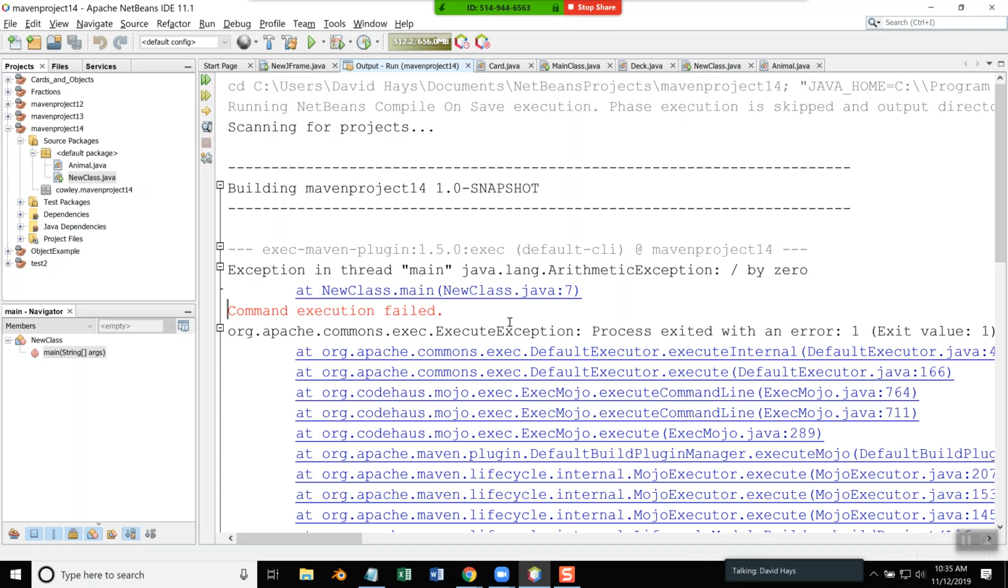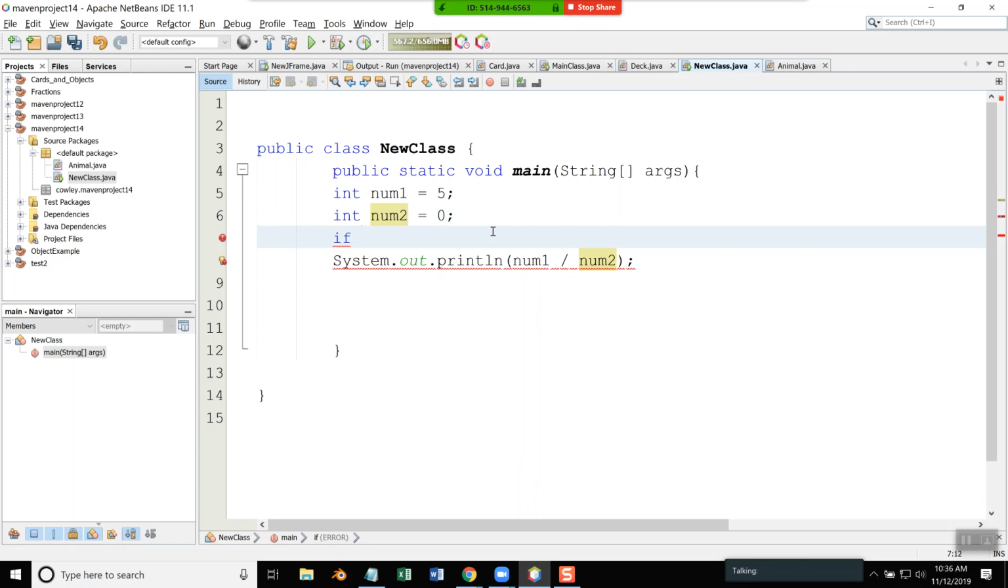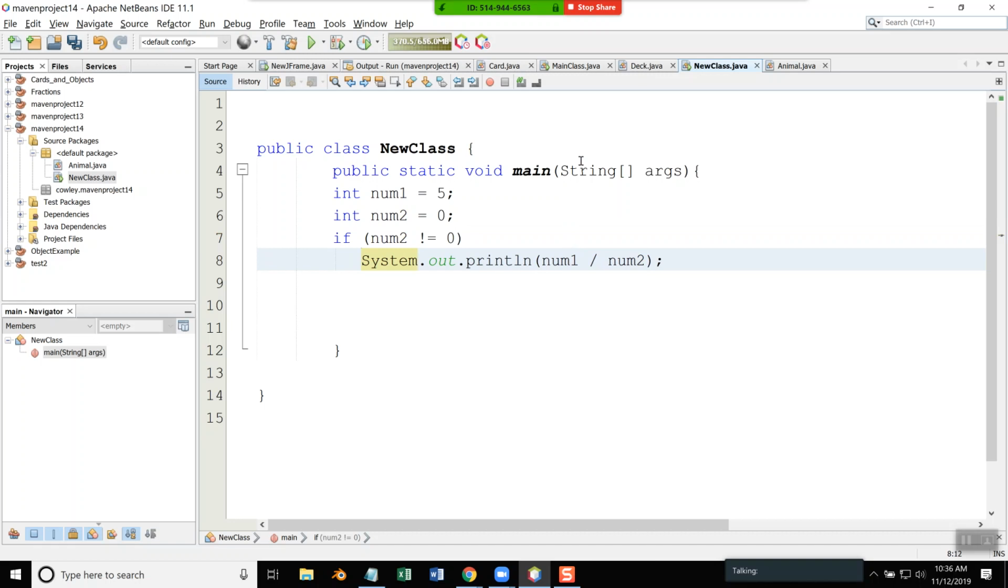Okay, got an error. What's my error? Division by 0, or arithmetic exception by 0. Okay, well, I got an issue there. Now I can say if num2 is not equal to 0, now this should not do the division.